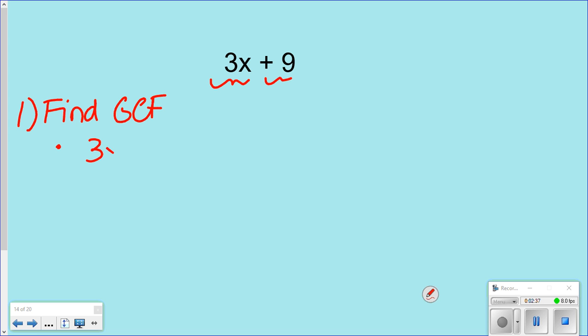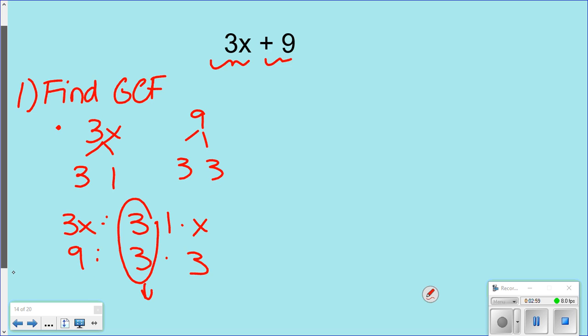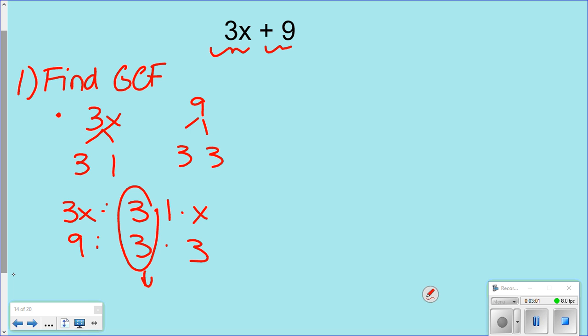Okay, so we're going to do 3x, and we're going to do 9. So 3x will look like this: 3 times x. 9 will look like this: 3 times 3. A shared group of 3, so I know my GCF is 3. Remember, you don't multiply them together. You just say, okay, it's one group, it's 3. So here's my GCF: 3.